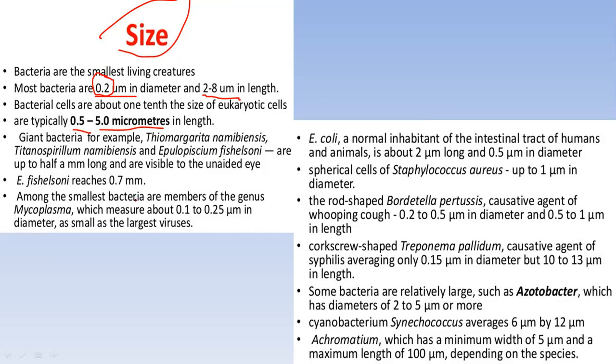Some of the smallest bacteria are members of the genus Mycoplasma, that is 0.2 to 0.25 micrometer. That is too small, that is the smallest size we can say of the bacteria.